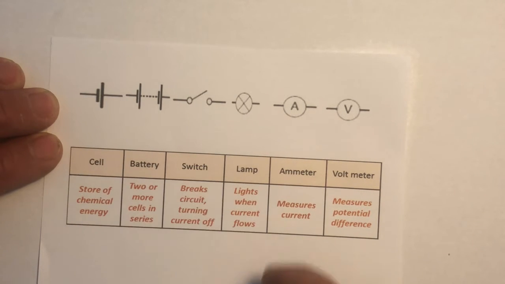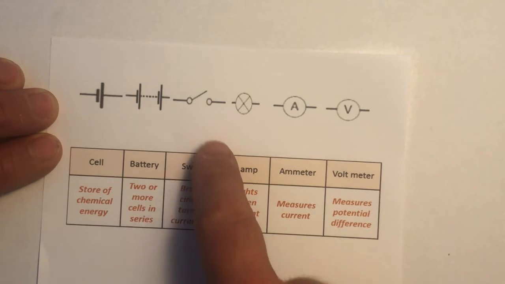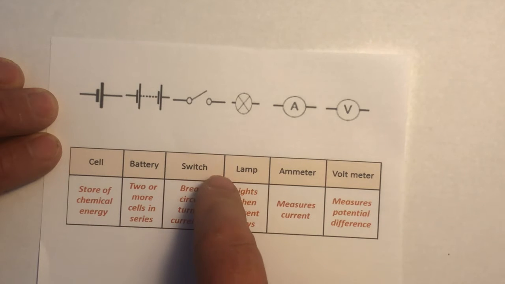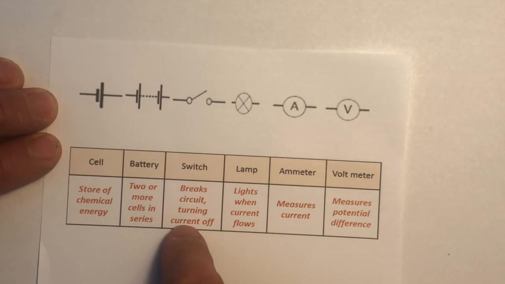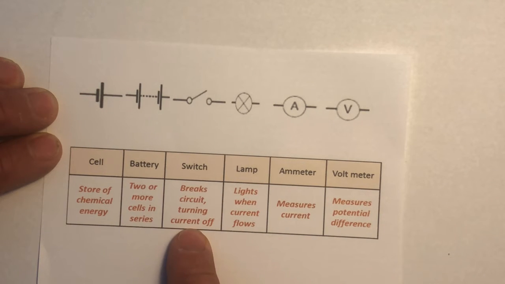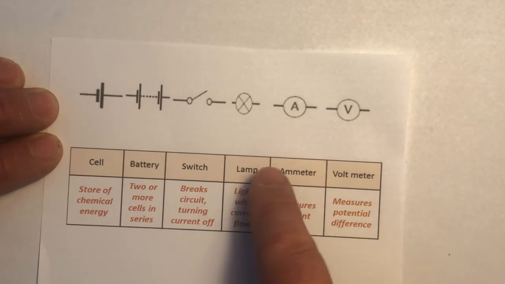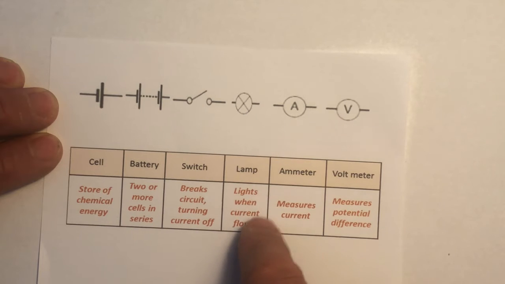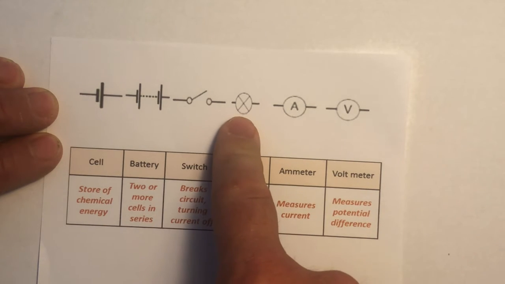A switch can be called an open or closed switch. That's an open switch. Put the little line down there so it goes across as a closed switch. And what that does, it breaks the circuit, turning the current off. Obviously you've got switches all the way around your house, your light switch. All you've got to do is turn it on, turn it off, and the switch breaks the circuit, turning the current off. That there is a lamp, sometimes called a filament lamp. When current flows through that, it lights up.